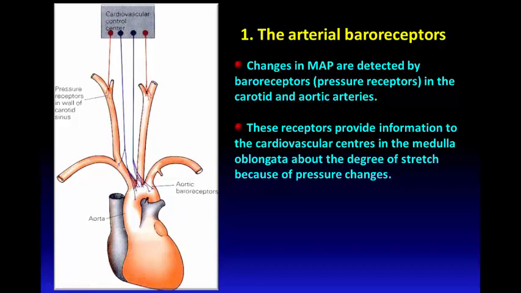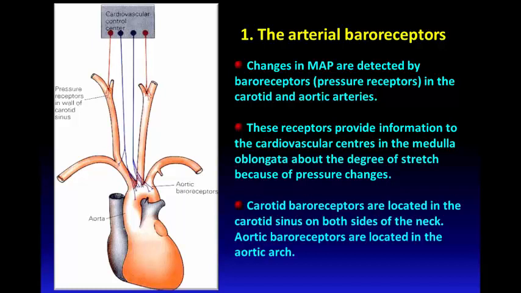These receptors provide information to the cardiovascular centers in the medulla oblongata about the degree of stretch because of the changes in pressure. And the centers which we have in the medulla oblongata, as we described in the previous lectures, are bilaterally located in the medulla oblongata. One of them is known as the cardioacceleratory center, which is sympathetic in nature, and the other one is the cardioinhibitory center, which is parasympathetic in nature.